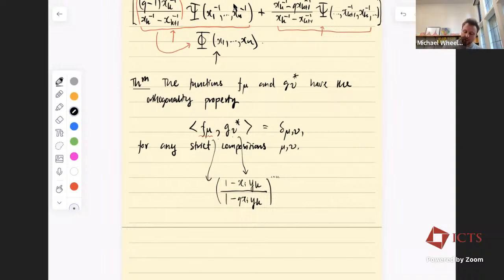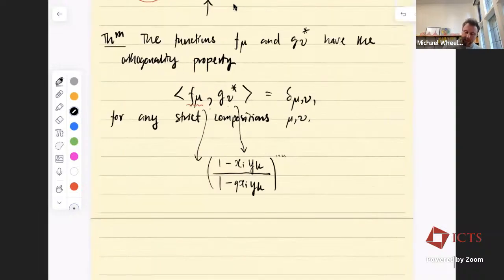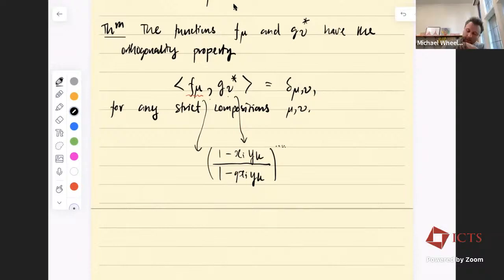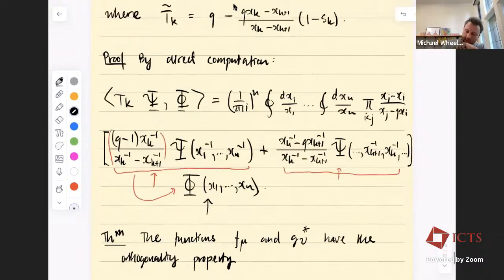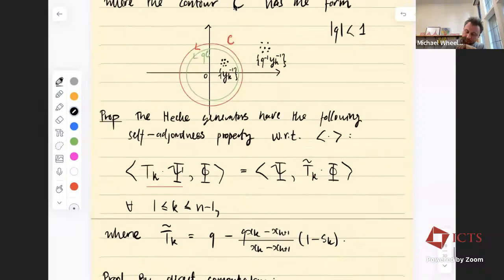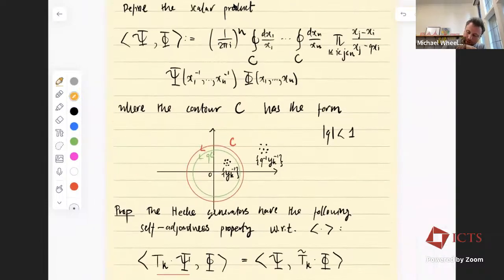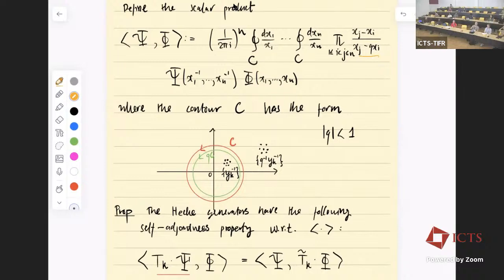So let me give a quick remark on how one can. Michael, I have a question about the poles. You described the poles in x as a function of y, but there are also poles when the x's approach each other. Yes, that's correct. You're referring to these poles here? Yes, this.